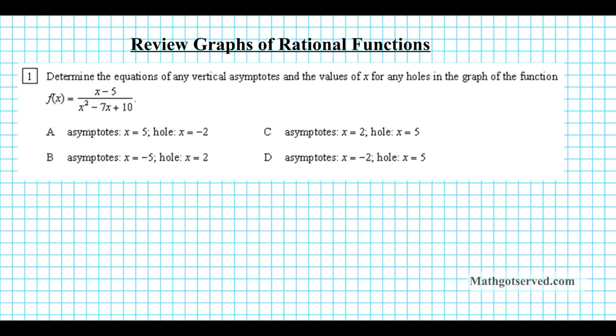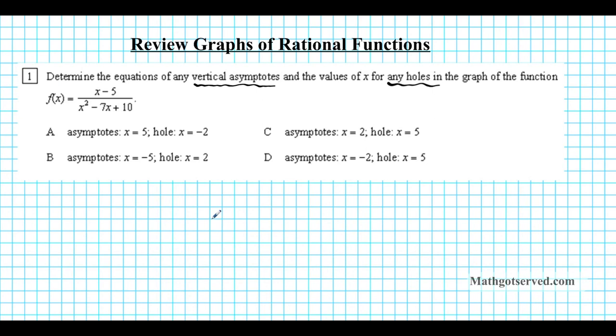Good day, students. In this clip, we're going to be going over some examples that will help you review how to generate graphs of rational functions. So let us take a look at question number 1, where we determine the equations of any vertical asymptotes and the values of x for any holes in the graph. Okay? So how do you find the holes and vertical asymptotes?